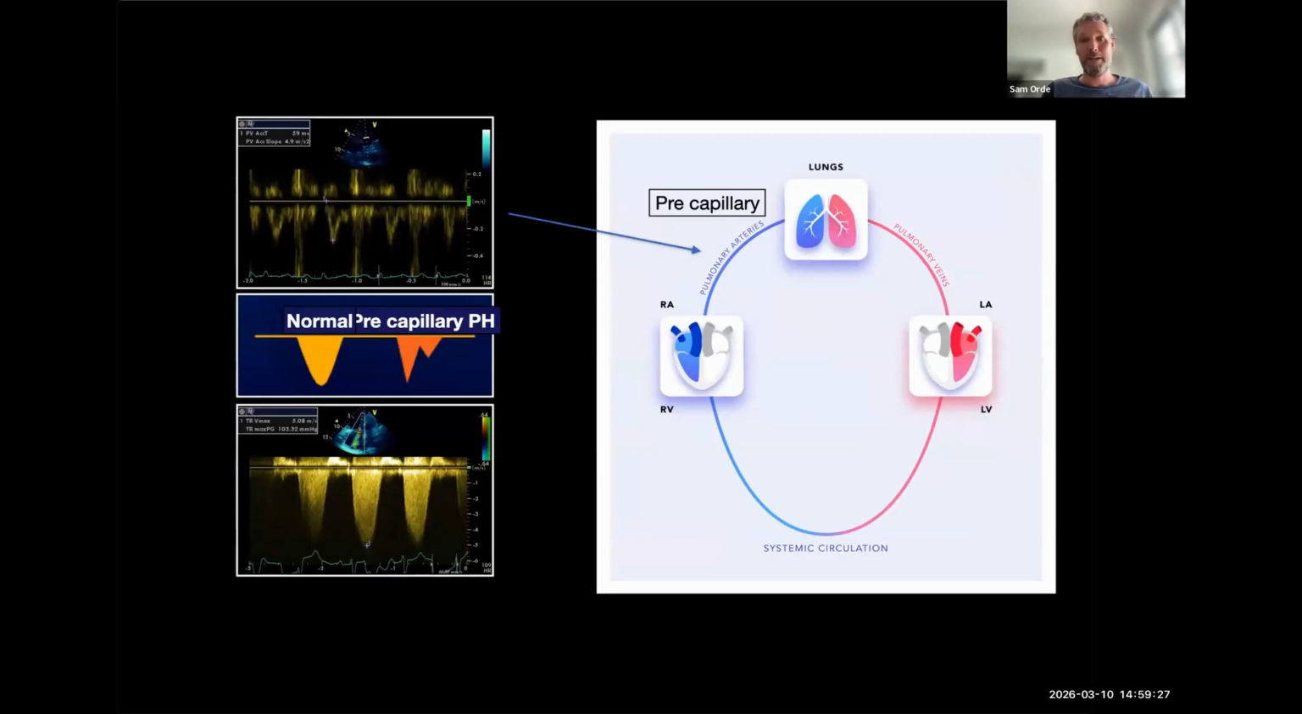So then pre-capillary, that's going to be your ARDS. It's going to be your hypoxia, hypercarbia, acidosis, pulmonary vasoconstriction. It's going to be microthrombi and big thrombi. And that's the flying W sign, shortened pulmonary acceleration time, and obviously estimations of your systolic pulmonary artery pressure, which is the same for both.